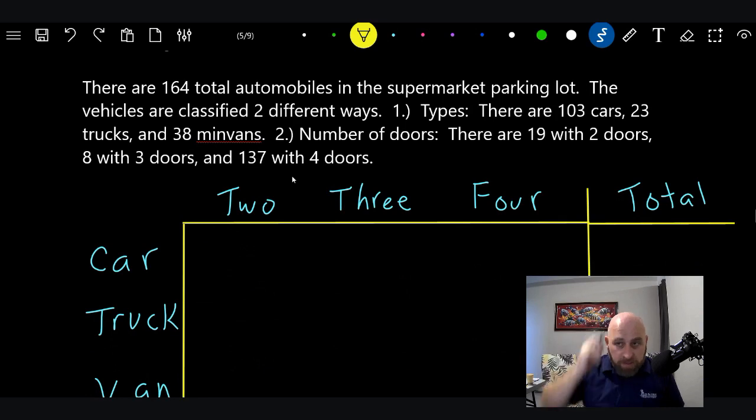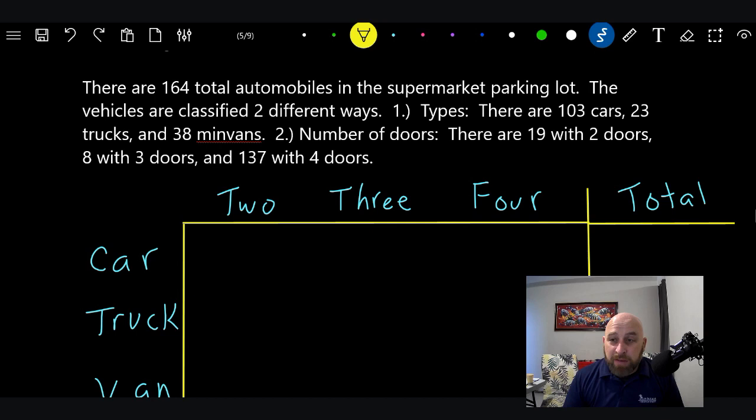All right, so imagine, if you will, you're at the supermarket and you're walking through the parking lot and you have lots of time on your hands, I guess, because you are counting the automobiles. And you come up with that there are 164 automobiles in the parking lot. Why are you counting cars in the parking lot? I don't know. You just are. That's what the book says that you're doing. Okay? So the vehicles are classified in two different ways. So I guess we have to count them twice.